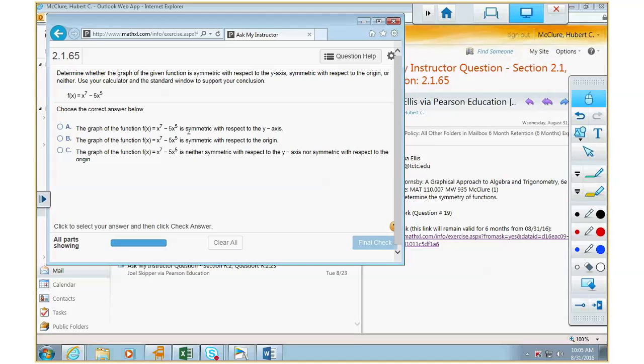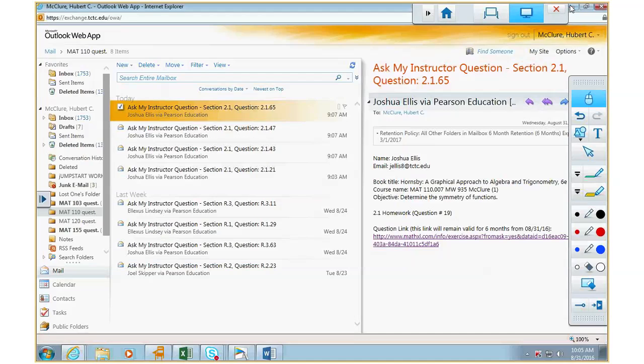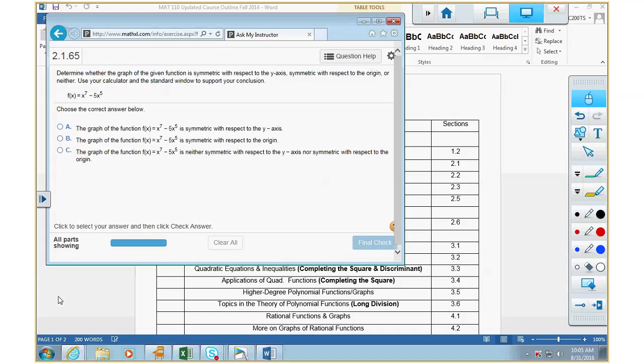There we go. Determine whether the graph of the given function is symmetric with respect to the x-axis, symmetric with respect to the origin, or neither. Use your calculator. Should you use your calculator? Yeah, unless you want to do 2 to the 5th power, which would be 32, and 2 to the 7th power, which would be 128. Yeah, use your calculator. So let's pull up our handy dandy calculator.